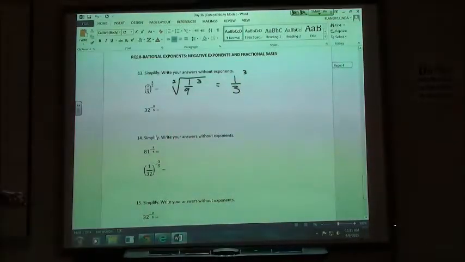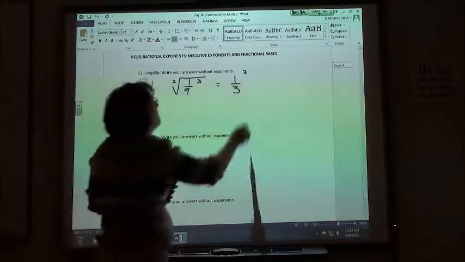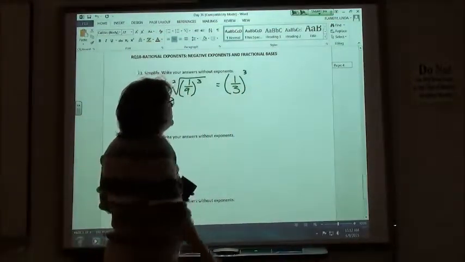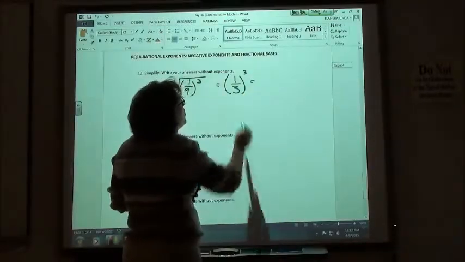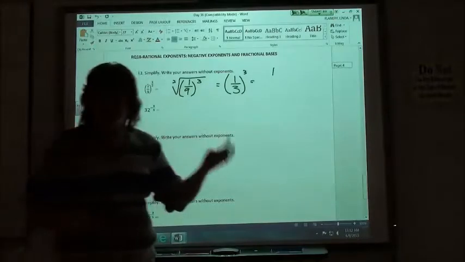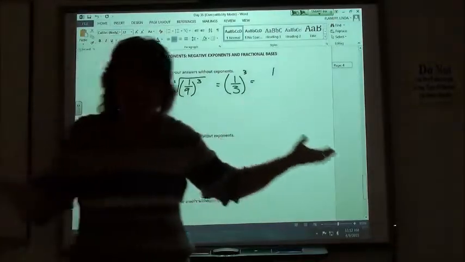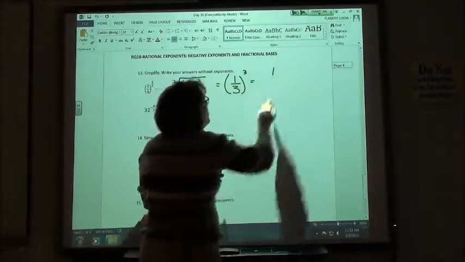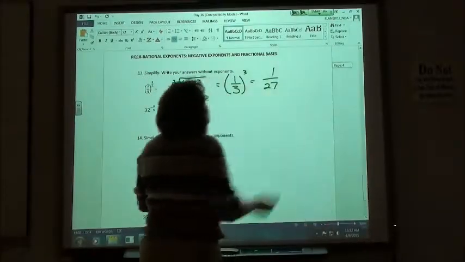I'm then going to take (1/3) to the third power. I should really put parentheses around those just because it's a fraction. (1/3) to the third power. Well, 1 to any power always stays 1. 1 times 1 times 1 times however many ones you want to do is 1. The 3 to the third power is 27.